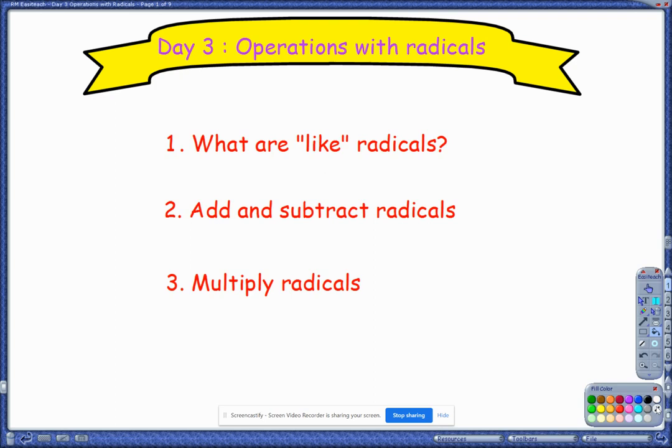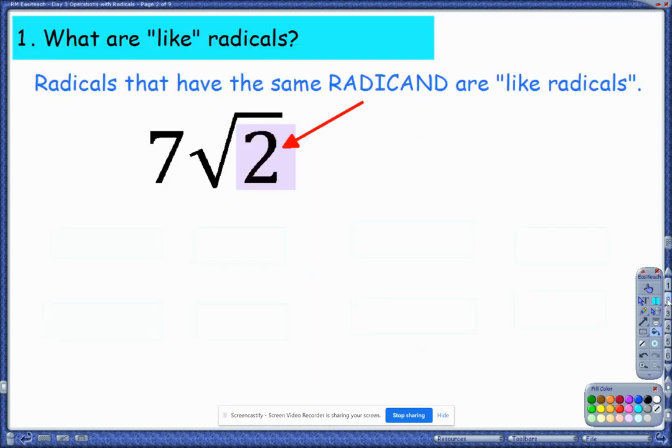Hi guys, today we're going to learn how to do operations with radicals. So these are the three questions that we're going to answer. And first of all, you need to know what are like radicals and also what are unlike radicals so that you can do the operations with the radicals.